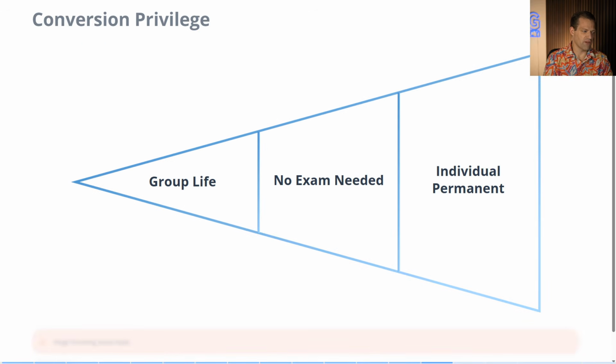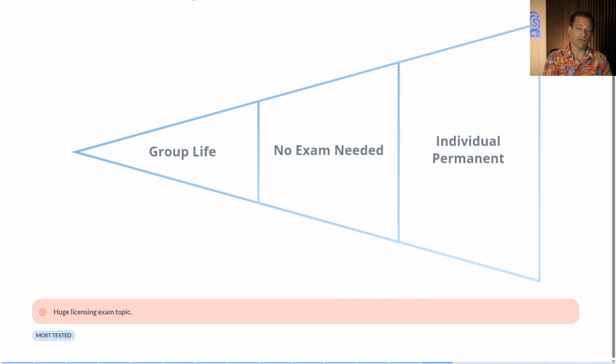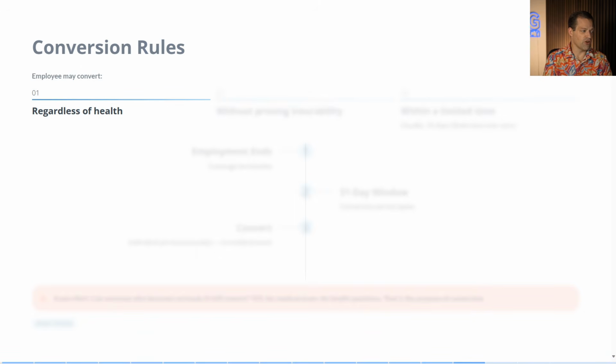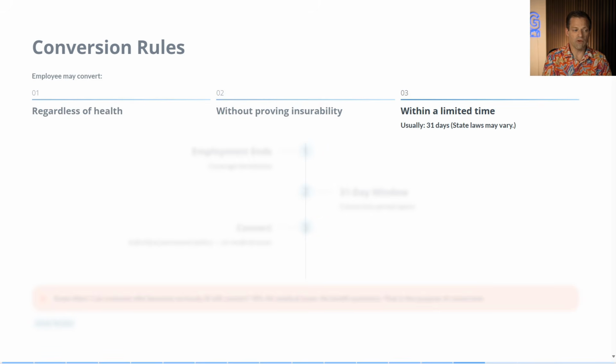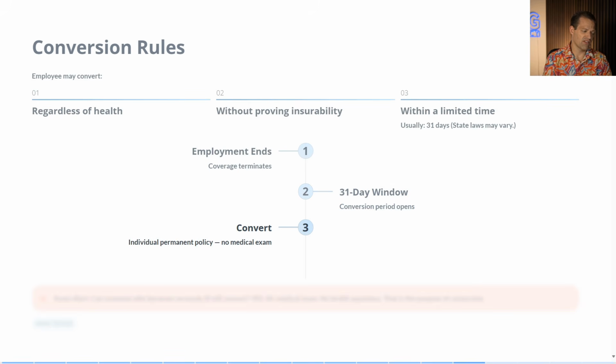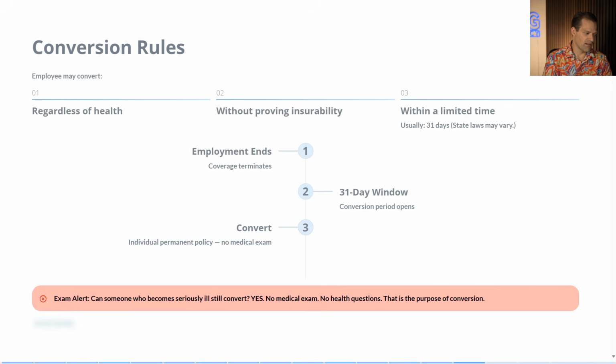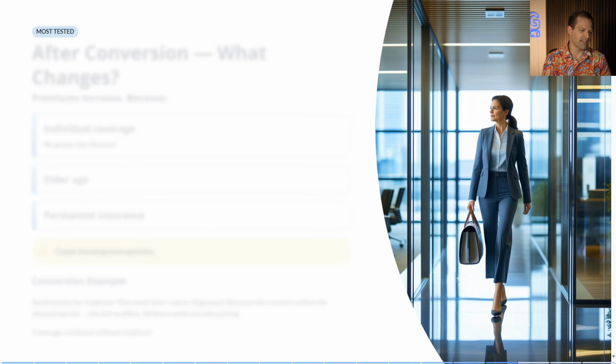So this is how the conversion privilege looks. There's a group life plan with no exam needed and some individual permanent conversion privilege, required or optional. Conversion rules include: the employee may convert regardless of health without proving insurability and within a limited time, typically within 31 days of quitting their job. So their employment ends, the conversion period opens, and then that policy converts to an individual permanent policy without an exam. So can someone who's seriously ill convert? Yes, because there's no medical exam or health questions. That's the purpose of conversions. Very, very nice and very commonly tested.